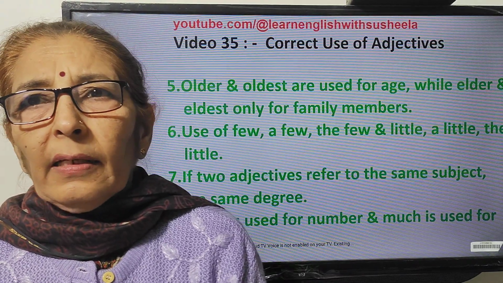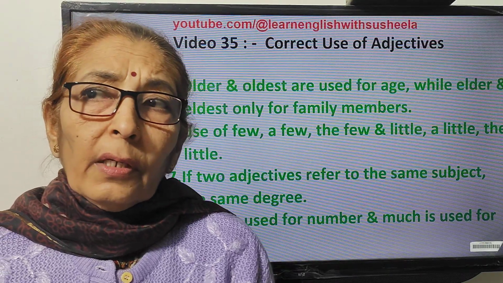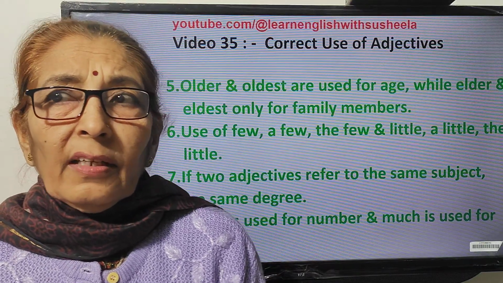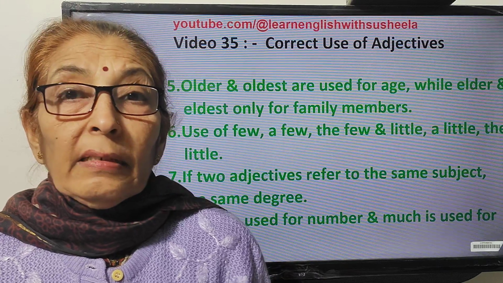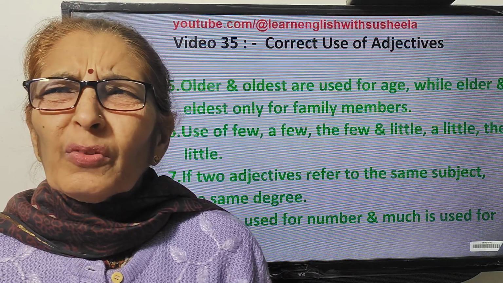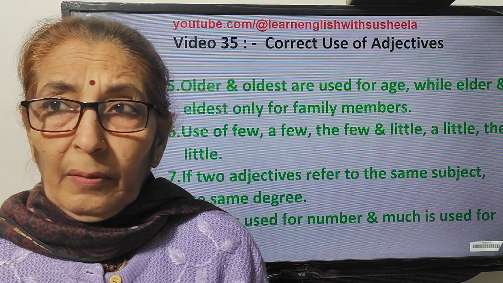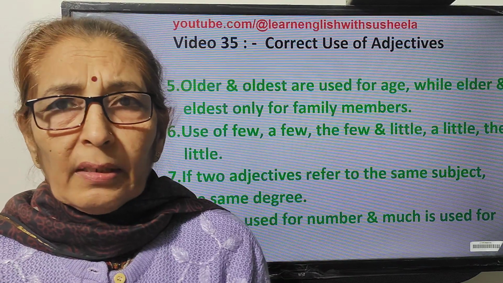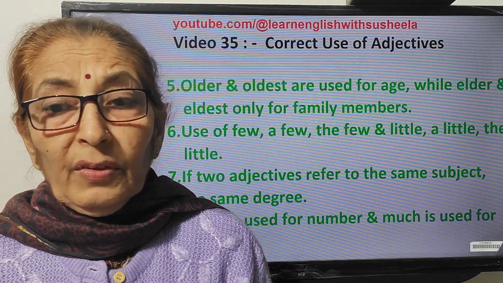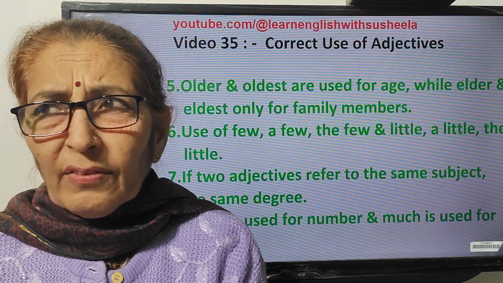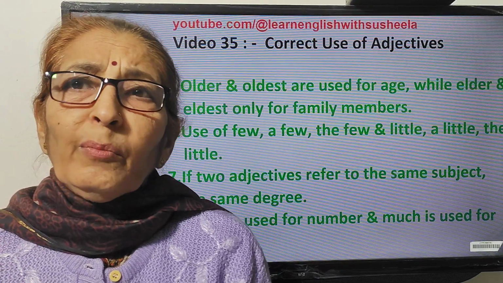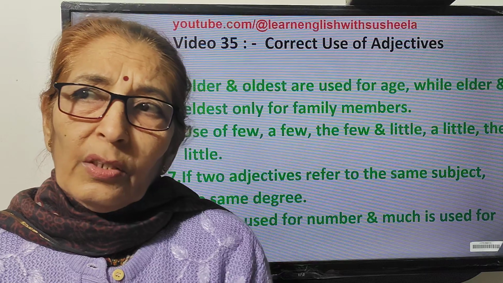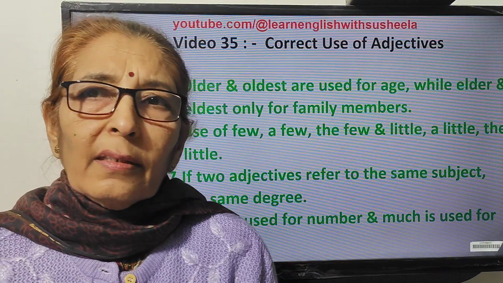In the same way little, a little, the little. They are used for uncountable nouns. Just as the beggar has little money, that's why he begs. Little means no money, almost negligible. A little means some. I gave a little money to the beggar. And the little means that small amount which he had. So we can say the beggar lost the little money he had. This way you can use little, a little, the little.